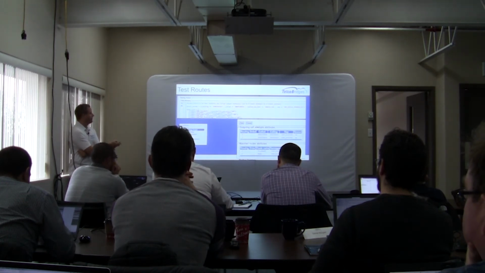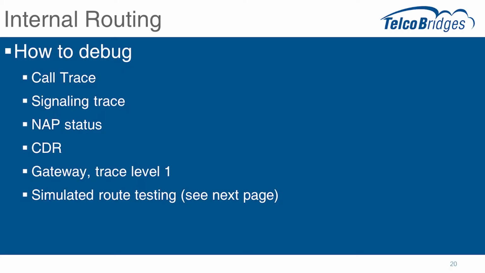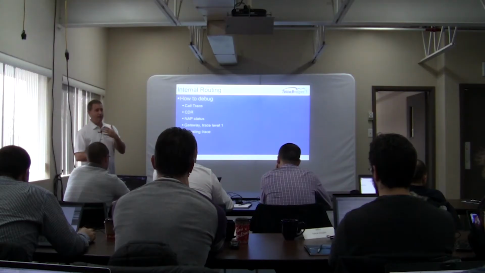So to debug the internal routing, one of the ways is, of course, the call trace. That's the best way, because in the call trace, you see the incoming call, you see which route has been selected, what are the numbers that came in, what are the numbers that have been modified to be sent out. So you can see all of this, which route is chosen first, and if that route fails, it goes to the second route, and then you can see that in the call trace.